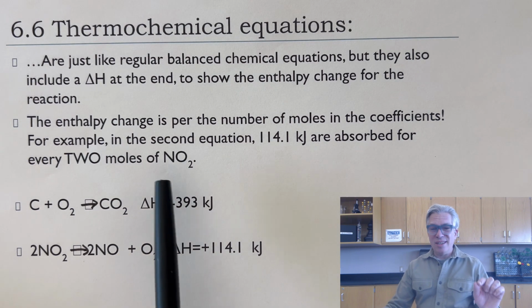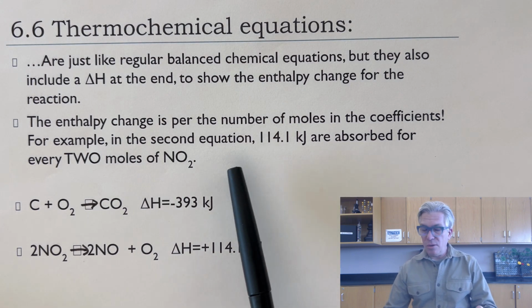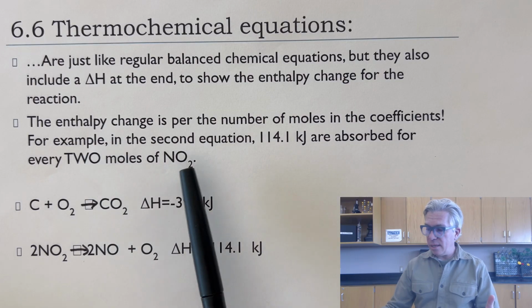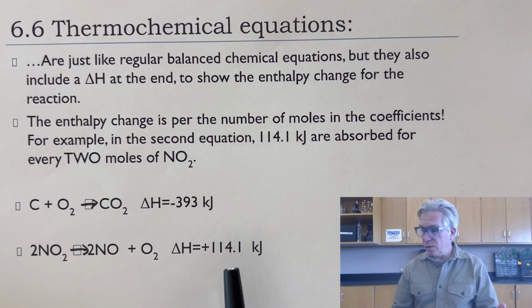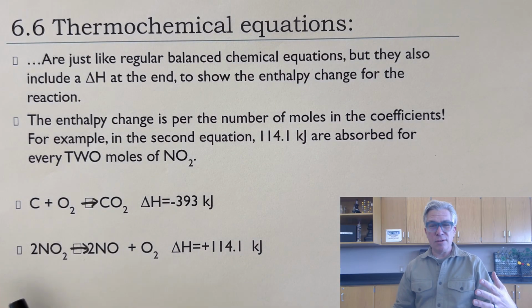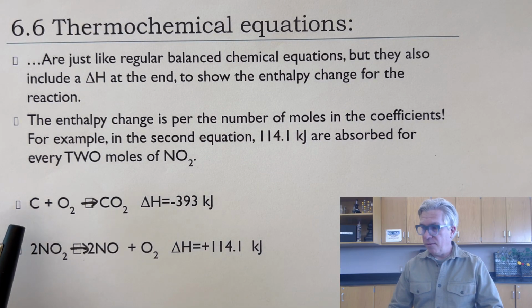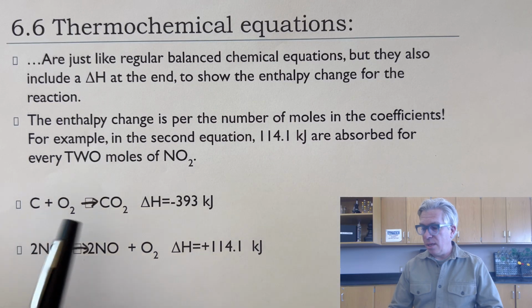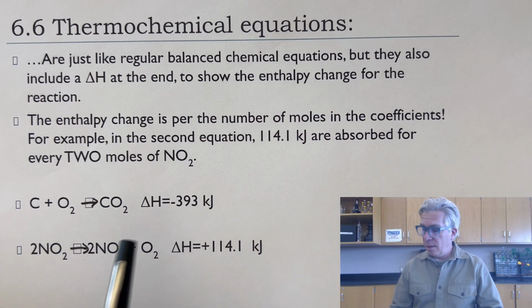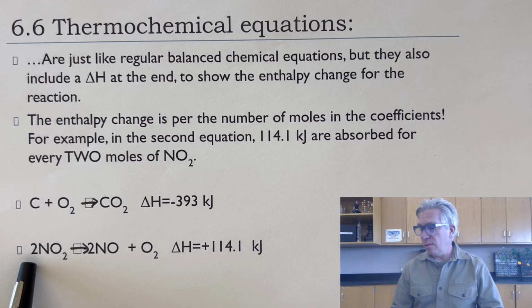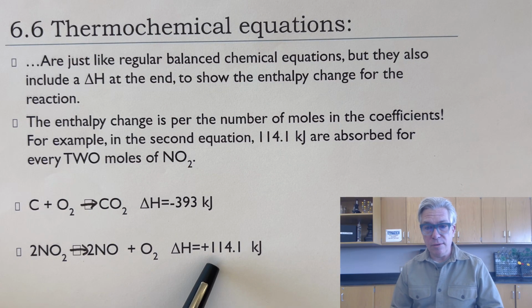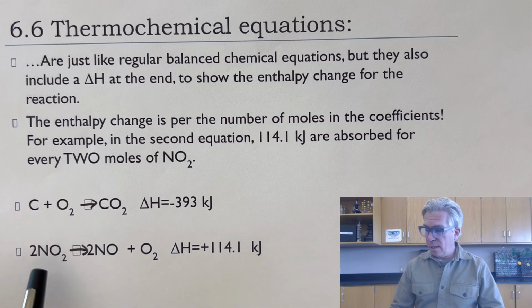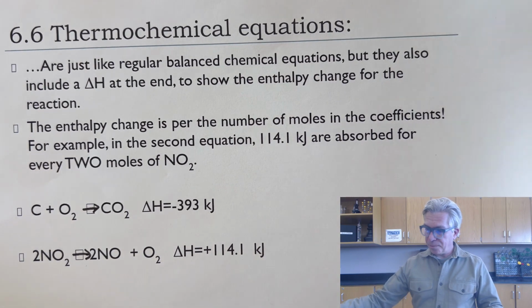The enthalpy change is per the number of moles in the coefficients. For example, in the second equation, 114 kilojoules are produced or absorbed for every 2 moles of NO2. So you have to interpret it that way. For every 1 mole of carbon, I get minus 393 out. But for every 2 moles of NO2, I have to put in plus 114. So make sure you note that proportion or that ratio.